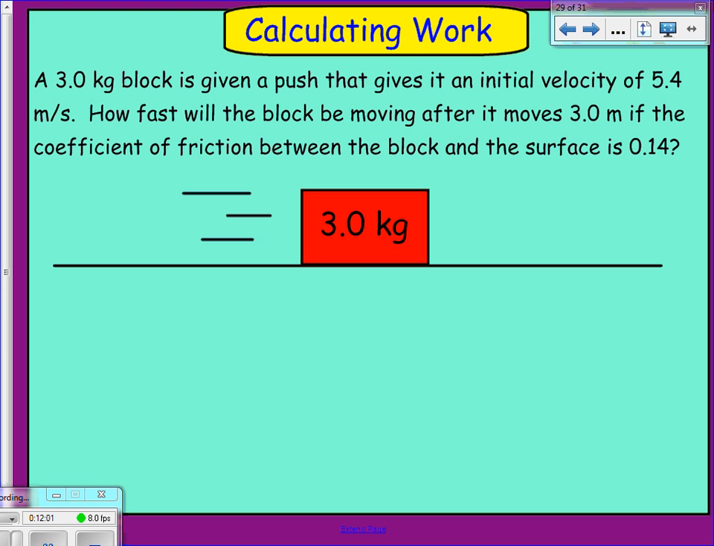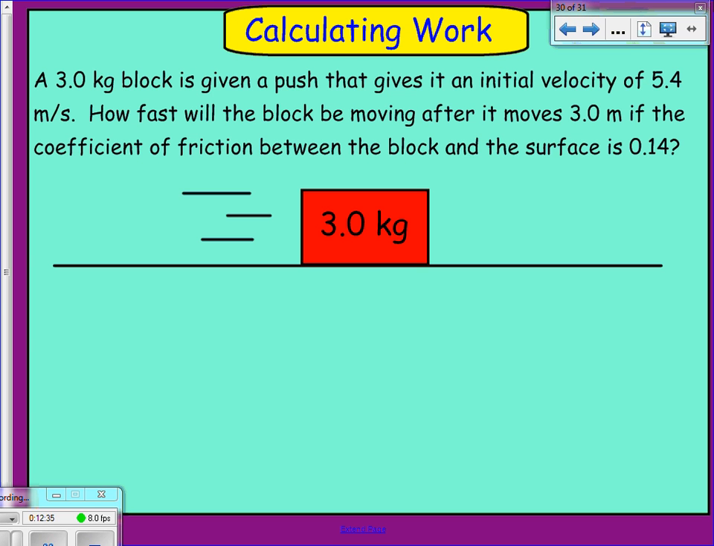All right, let's now go ahead and do some practice problems. A 3 kilogram block is given a push that gives it an initial velocity of 5.4 meters per second. How fast will the block be moving after it moves 3 meters if the coefficient of friction between the block and the surface is 0.14? Okay, we're going to solve this problem just like we've solved all the other energy problems. Only this time, instead of telling you that 20% of the energy is dissipated, you can now calculate the amount of energy dissipated from your work formula.